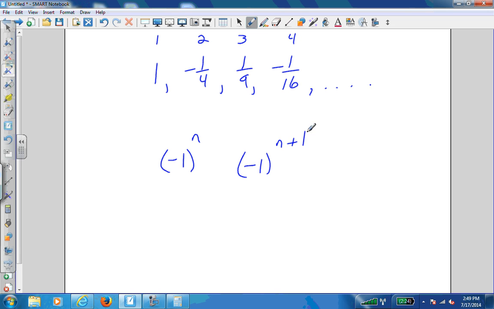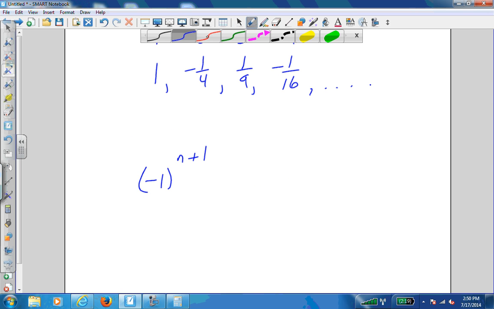So if we put a +1 in, when we substitute 1 in for n, we have -1 to the 2. -1 squared is positive. If we put a 2 in, 2 plus 1 is 3. -1 cubed is negative. If we put a 3 in, that becomes even. -1 to an even is positive. When this is 4, we're odd. -1 to an odd is negative. So -1 to the n plus 1 will help us account for the changes in signs.